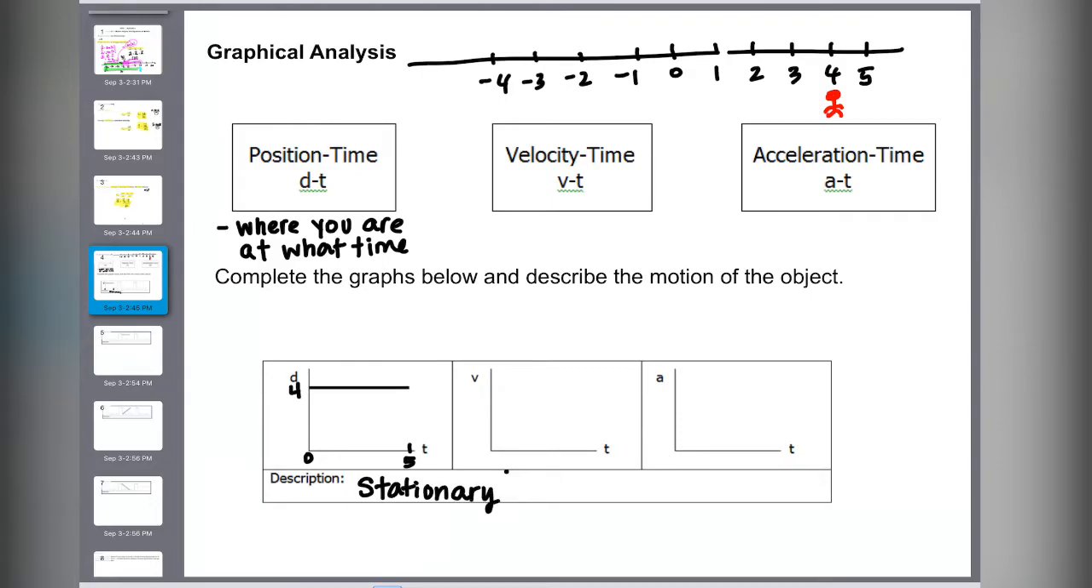Okay. If it's stationary, I don't need a direction. But if you're telling me it's traveling at a constant velocity or speeding up like that, please do put a direction. So this one is stationary, so I'm not going to put a direction.